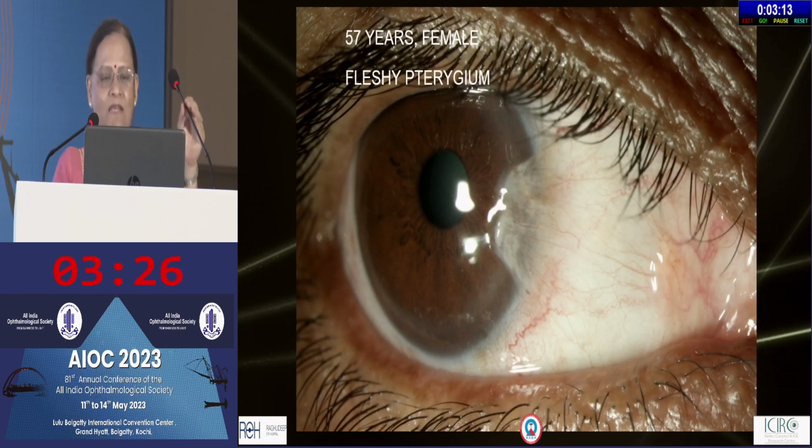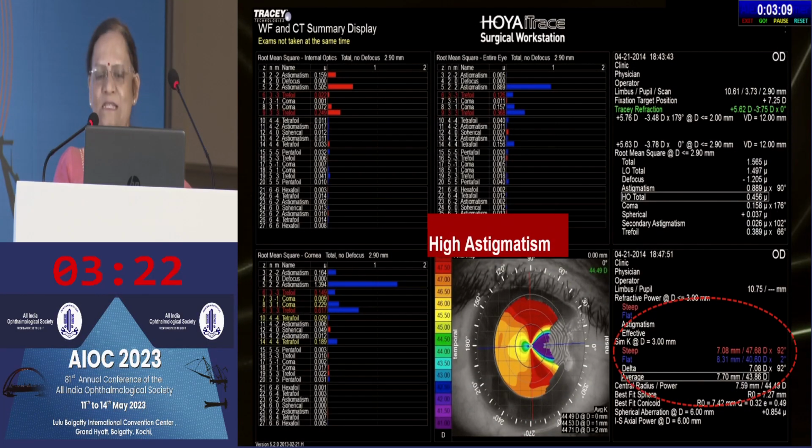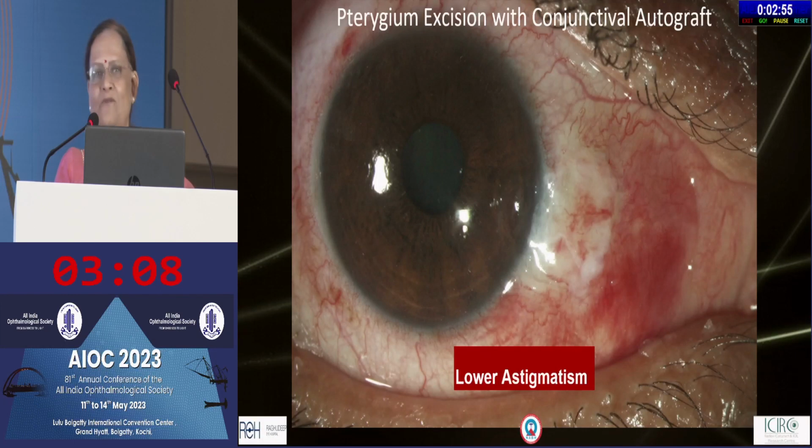This is a lady with a fleshy pterygium, and she's showing a very high astigmatism. If you see the steep and the flat axis, which is circled in red, you will see the high astigmatism, almost 5 to 6 to 7 diopters of astigmatism, along with the higher order aberrations. After the pterygium surgery with a conjunctival autograft, we not only lowered the astigmatism, we got rid of the higher order aberrations, and now she has a regular astigmatism.